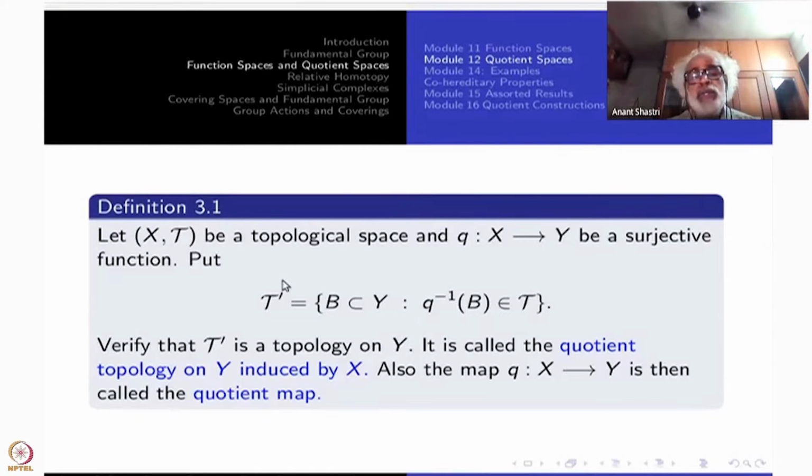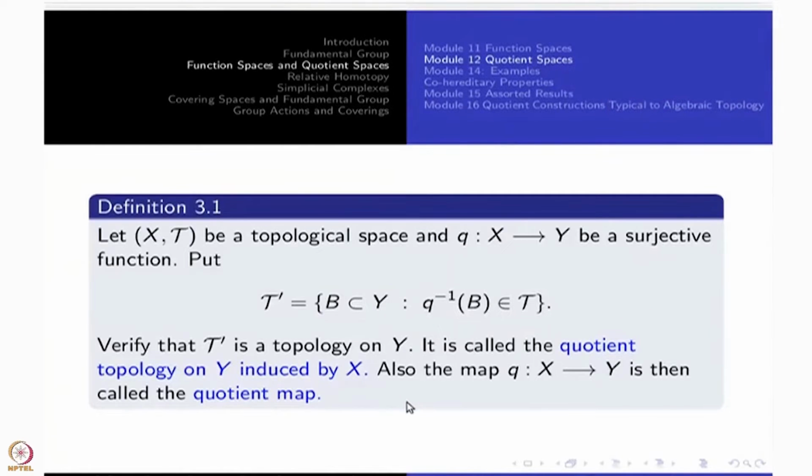Automatically, Q is continuous. Why? Because take a set here in tau prime, its inverse image by very definition is in tau. So this topology does satisfy that Q is continuous. This topology is called the quotient topology, and the space Y with this topology is a quotient space. The map Q will be called the quotient map.